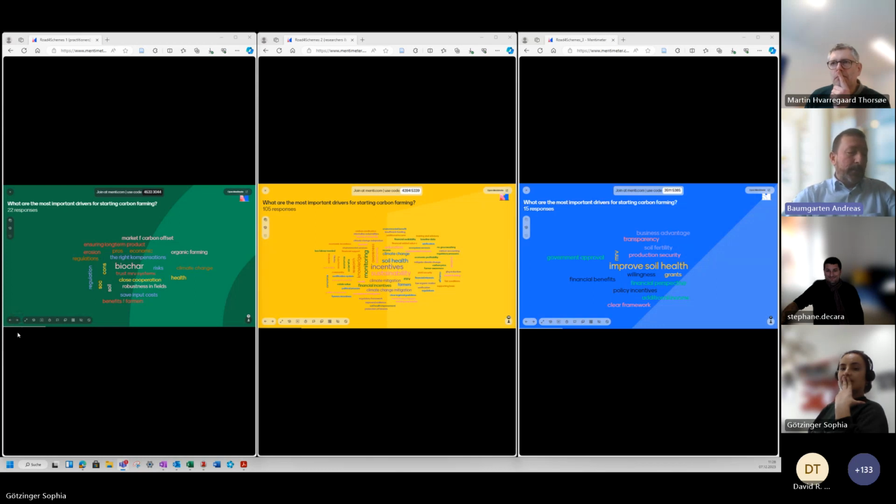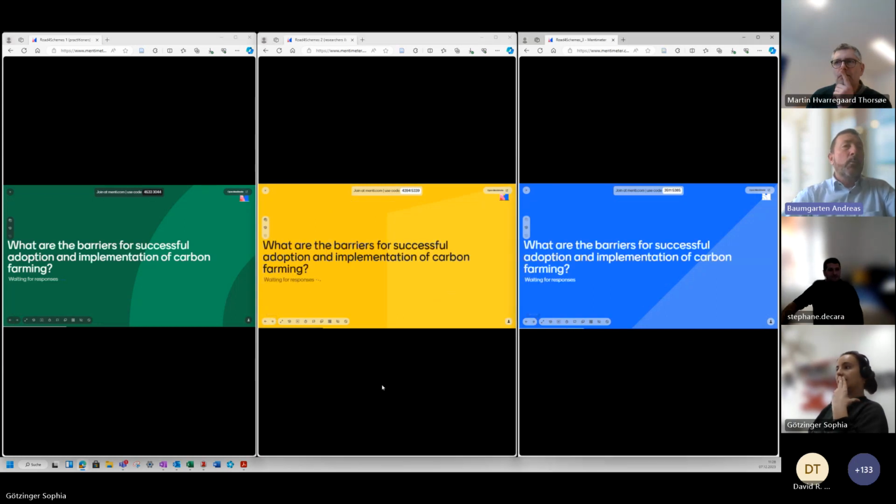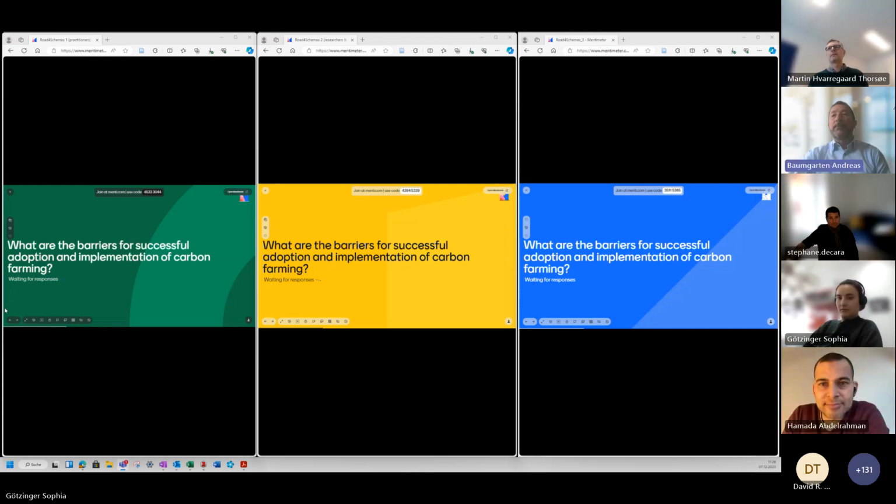And the second round should also be again a word cloud. And here you can see the question: what do you think are the barriers for the successful adoption and implementation of carbon farming? So we have heard from our stock takes and our inventories that we have made what to our mind are the main problems that occur, but we would like to know your opinion. And you can start immediately.